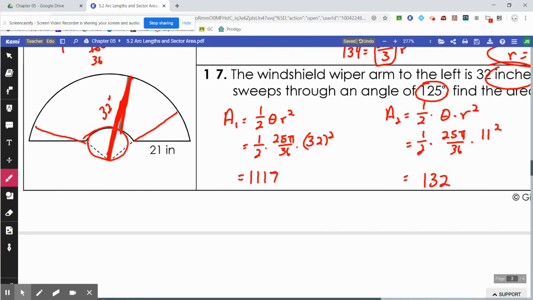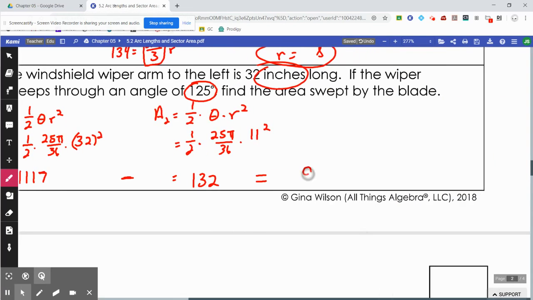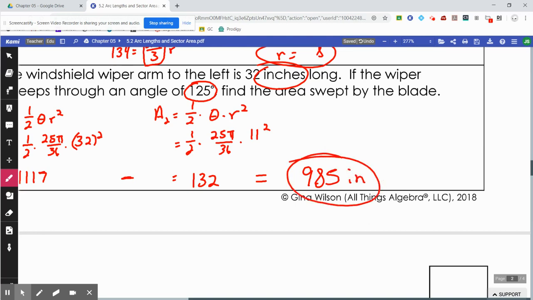So the entire area swept out by this windshield wiper, this sector, is 1,117. However, the sector swept out down here is 132 that does not get cleaned. So take those two values and subtract them, and you get a value of 985. And that's how many square inches get cleaned by these windshield wipers.